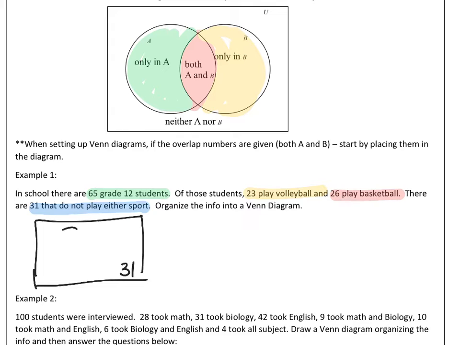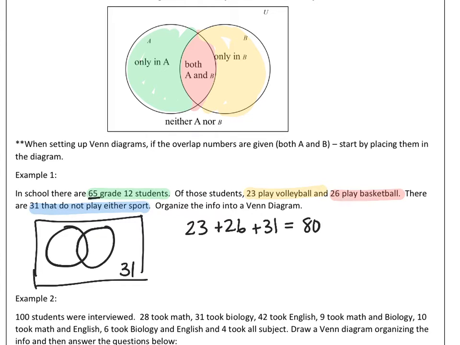Okay, so I've got a circle here. And what we know is that if we take our calculator and we take our 23 who play volleyball and our 26 who play basketball, and our 31 who do nothing, that adds up to 80 kids, which is too many. I know that I have only 65. So what that tells me is that I must have an overlapping set. In other words, there must be some kids who play both volleyball and basketball.